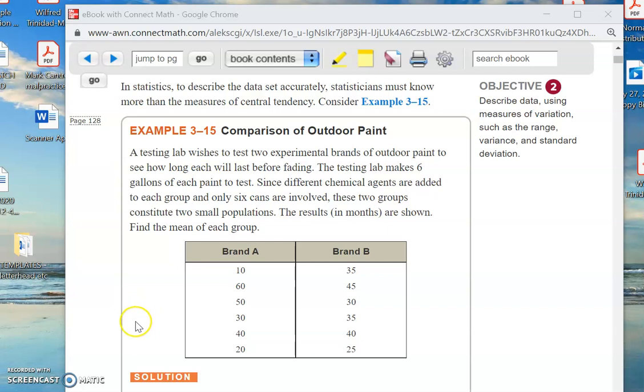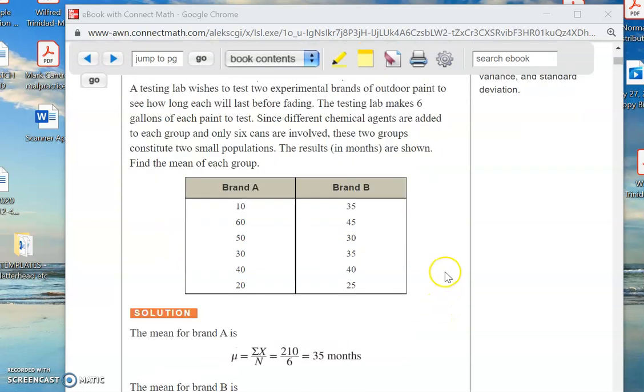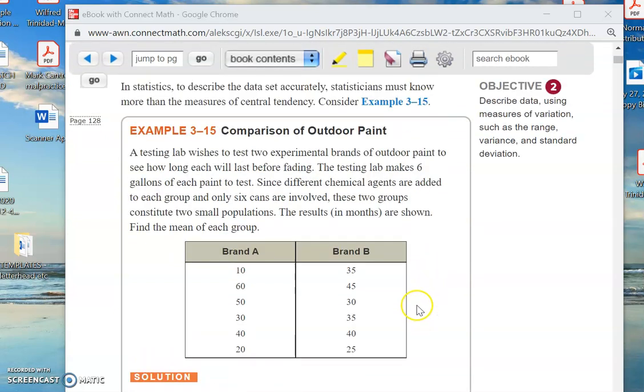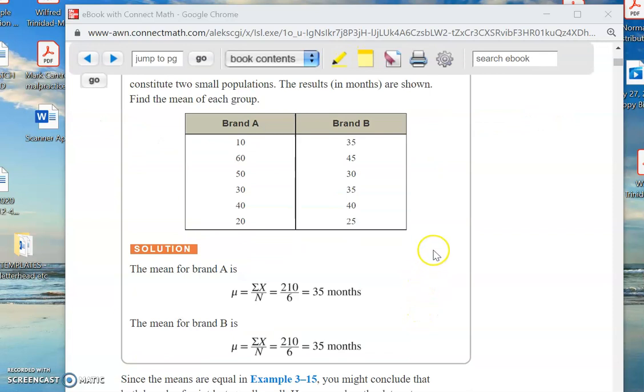So you make the 6 gallons. These are two small populations. We're not looking at a sample from each population. This is the population, brand A and brand B. Then we do our painting, and we find out the results in months: how long does the paint last before it fades away.